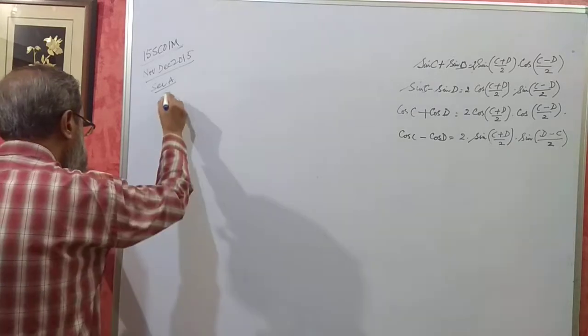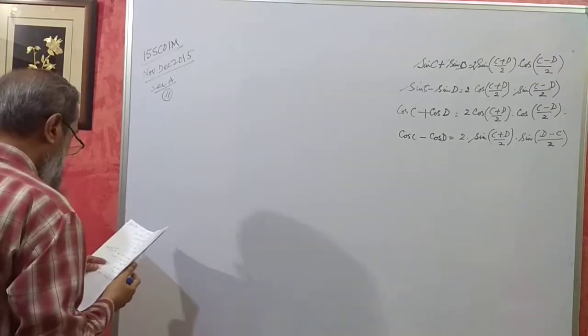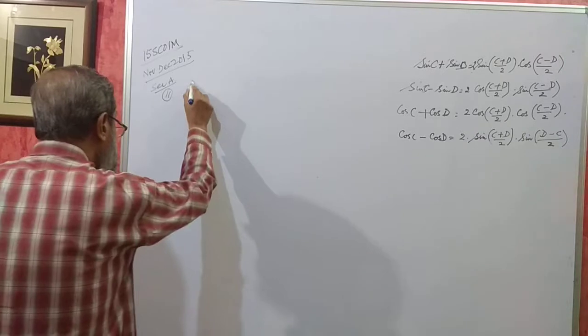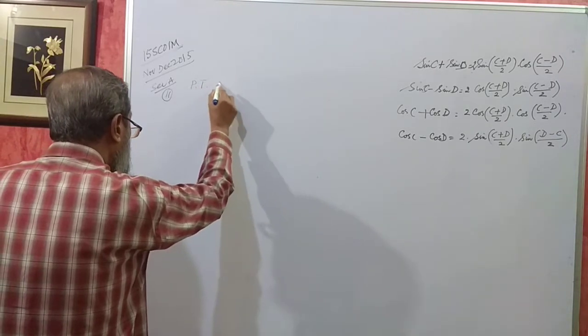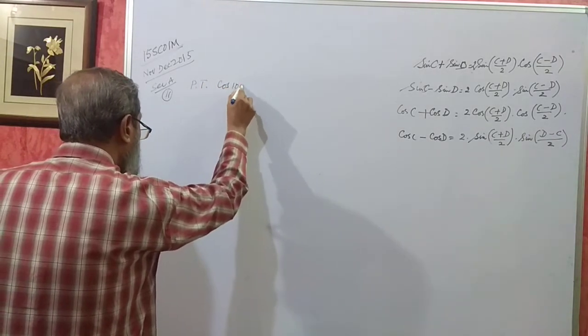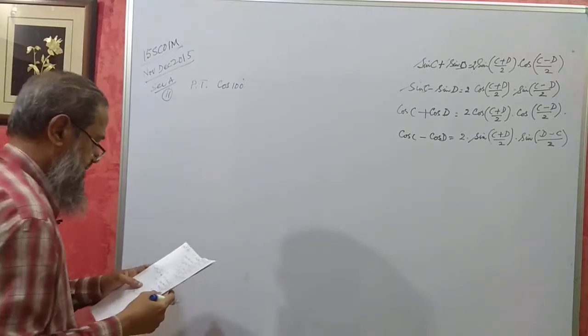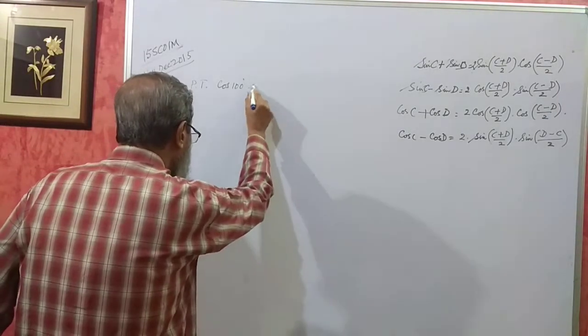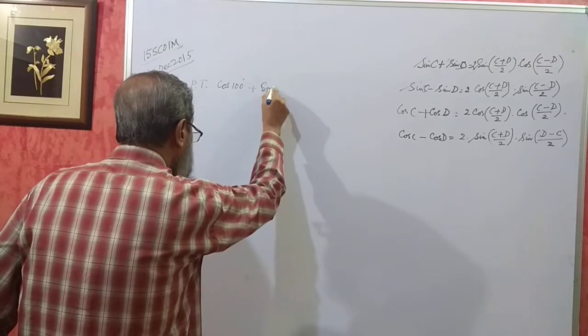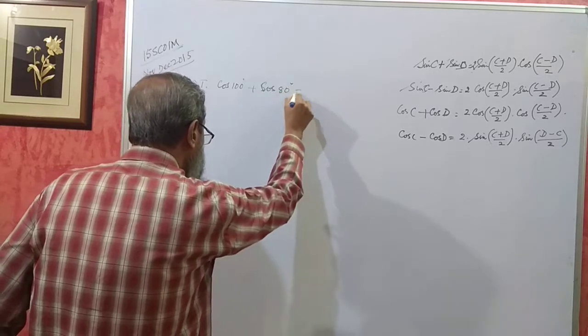Eleventh question. Prove that cos 100 degree plus cos 80 degree is equal to 0.